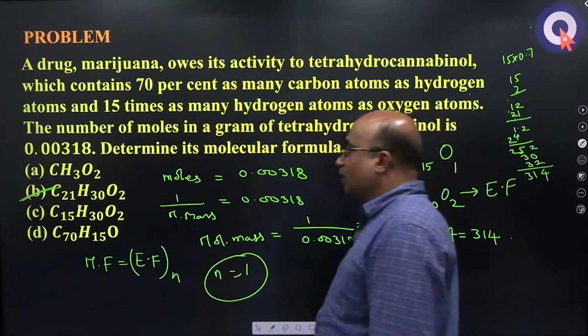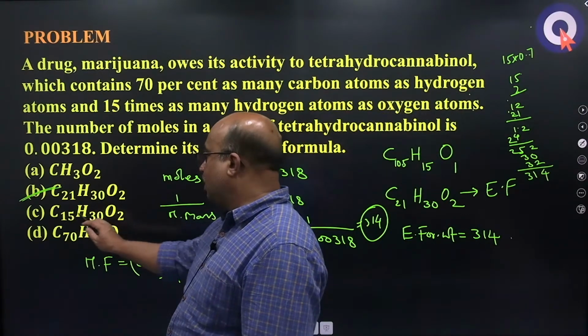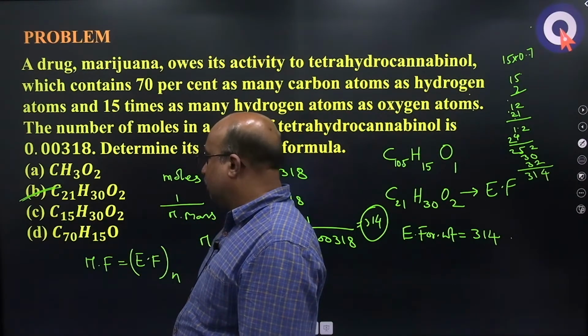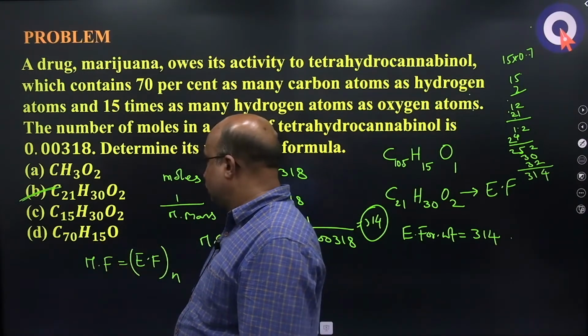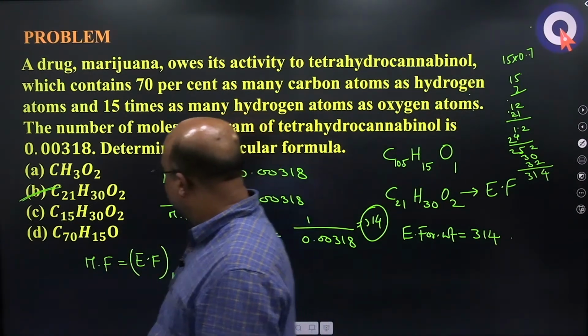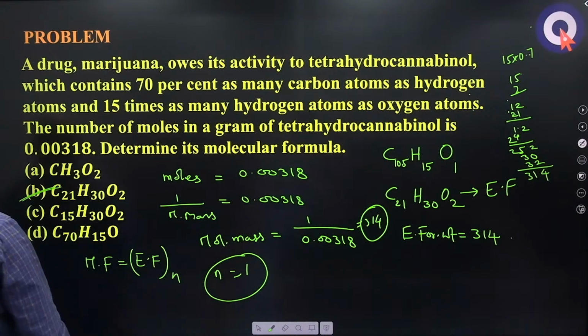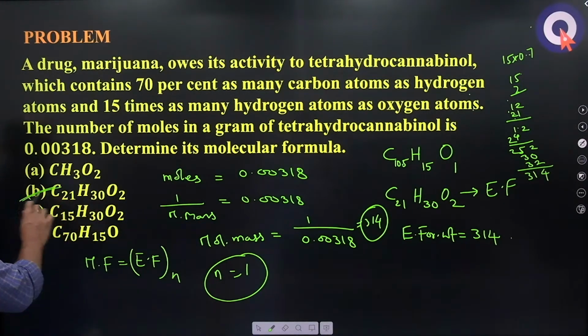Because anyhow you are seeing the carbon is not 70% of hydrogens. Clear? So this is the only formula which satisfies.